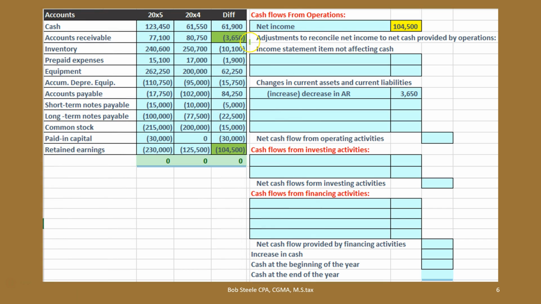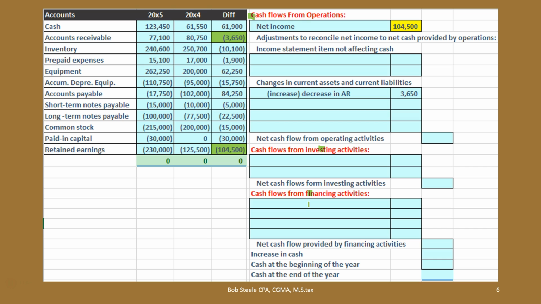So then we're just going to go down the list. We're going to skip cash because the ending thing is going to be cash. That's going to be down here. And we're going to go to accounts receivable. So accounts receivable went from a debit of $80,750 down to $77,100. So first question, is that going to be a cash flow from operating, investing, or financing?